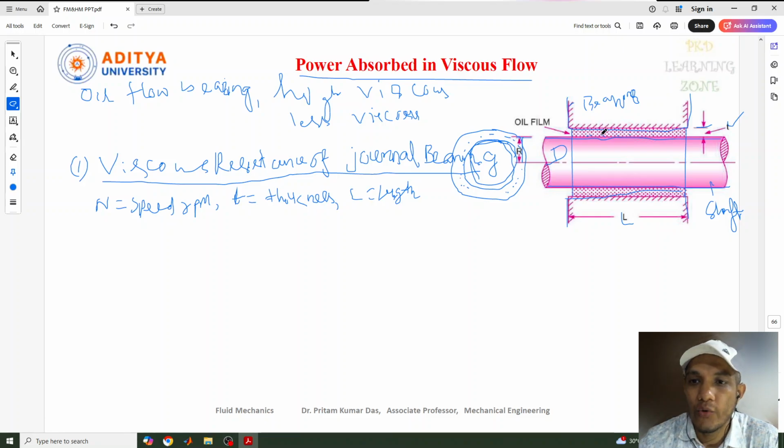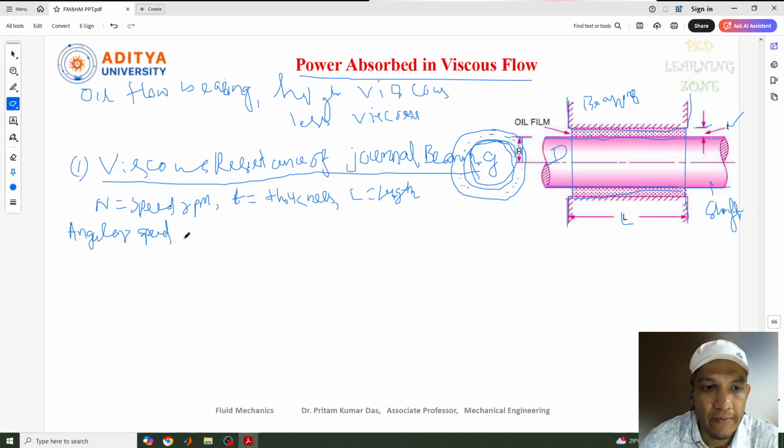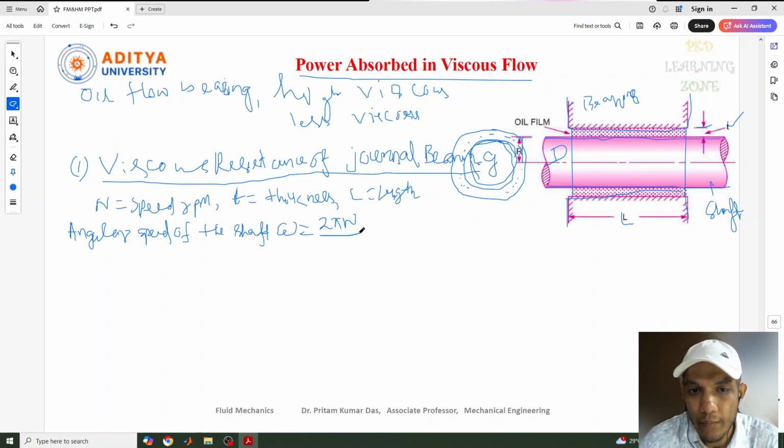Now when this shaft is going to rotate, we need to consider the angular speed. So first, let's identify the angular speed of the shaft, which is represented by omega. This will be written as 2 pi N by 60. This is the angular speed of the shaft.